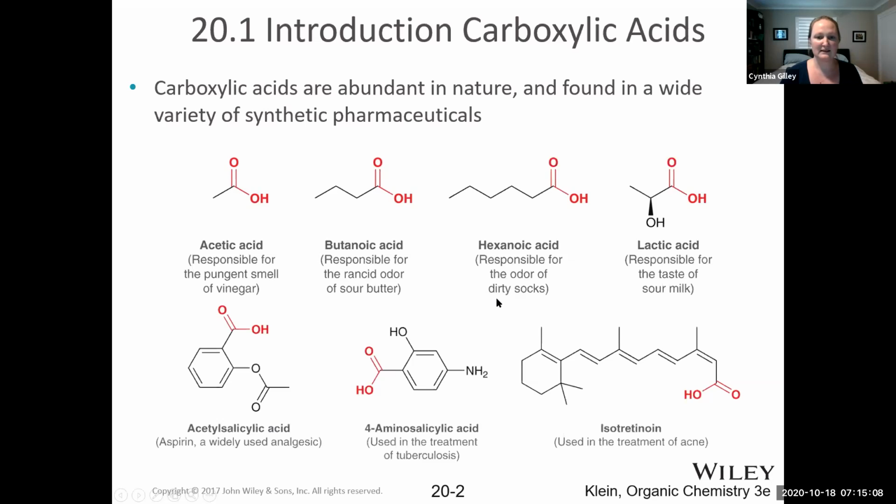You can smell the essence of dirty socks if you smell hexanoic acid, and then lactic acid, which is produced in our bodies, makes our muscles sore, and it's responsible for the taste also of milk after it's gone sour. Carboxylic acids are also important in pharmaceuticals. You can see aspirin has a carboxylic acid derivative, and also in other important molecules that treat tuberculosis and acne.